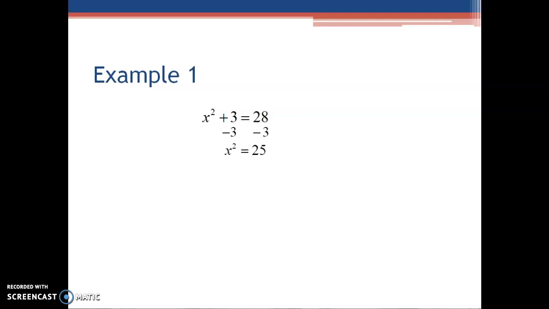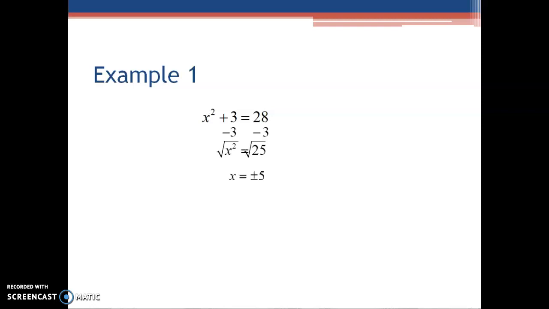Now the next step is to take the square root of both sides, not forgetting the plus or minus. So we take the square root of the left-hand side. The square root of x squared is equal to x. And then the square root of 25 is equal to 5. Now don't forget the plus or minus 5.